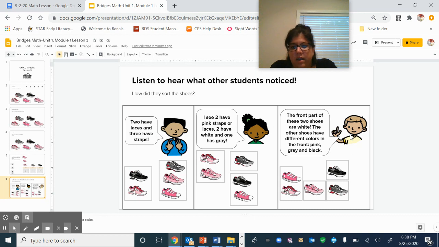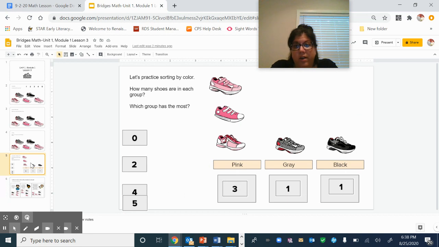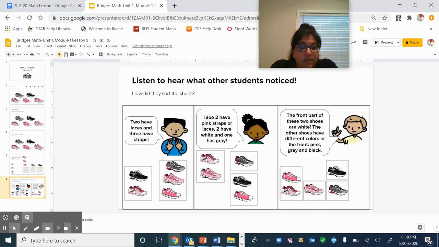And then this boy over here said, the front part of these 2 shoes are white. The other shoes have different colors. So 1 has pink, and 1 has gray and black. So he sorted by the front of the shoes, okay? So there's usually more than one way that you can sort something. Today, we just did ours by color, okay? That was a pretty easy one. But these friends over here sorted different ways. They really used their brain to kind of switch it up, okay? So when you're sorting things, there'll be more than one way to do it. So you can think in your brain of different ways that you can try to sort things too.